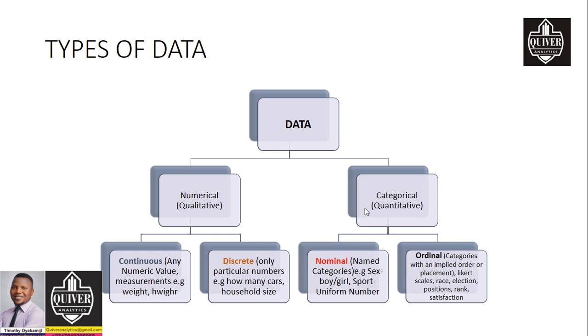All right. So as I was rounding up, we have qualitative data analysis and quantitative data analysis. You can see they have types of analysis that depend on the type of data. Then under numerical, we have continuous and discrete. Under categorical, we have nominal and ordinal.